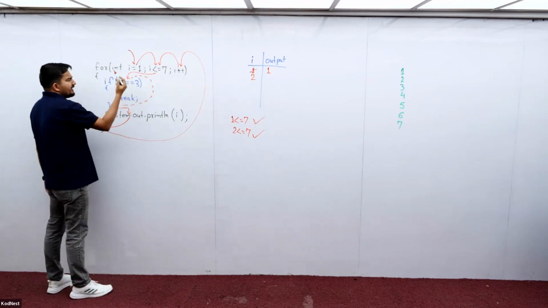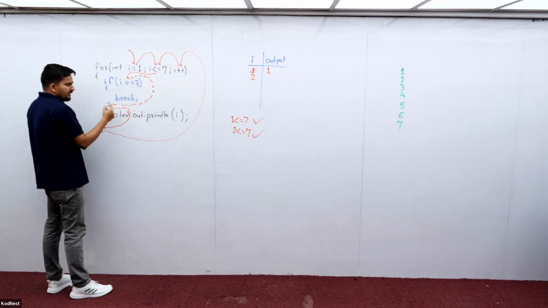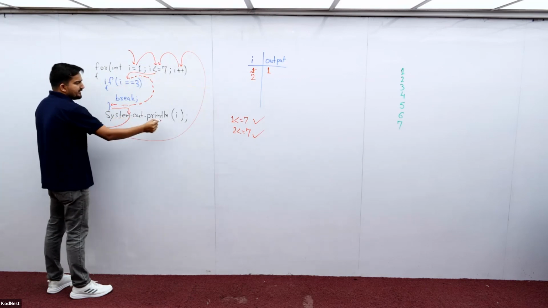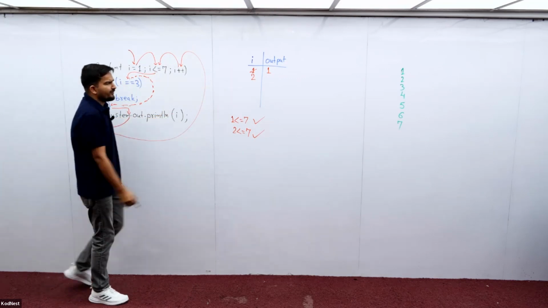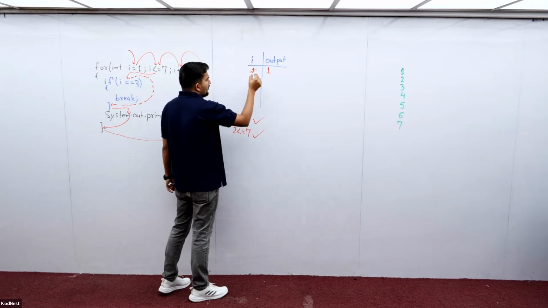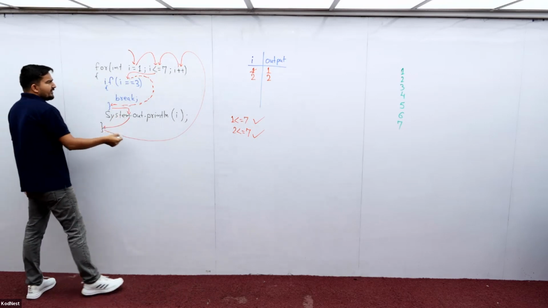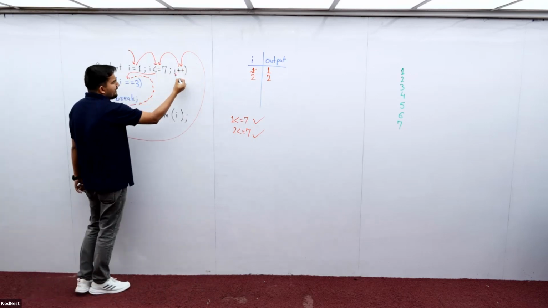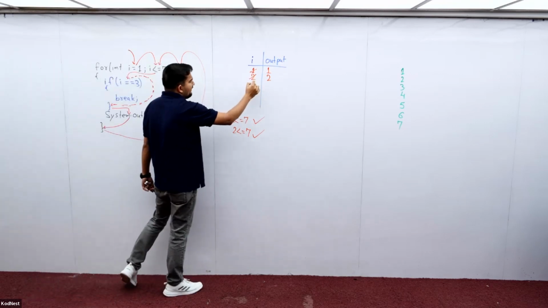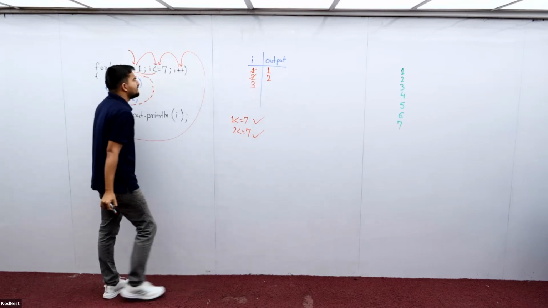Condition is false. If the condition inside if is false, control is going to skip the if block. Control will go to the next statement. System.out.println I. Onto the computer screen, it is going to print the value of I. That happens to be 2. Control will move forward. End of the loop. Updation will happen. I plus plus will happen. The value of I is going to become 3.